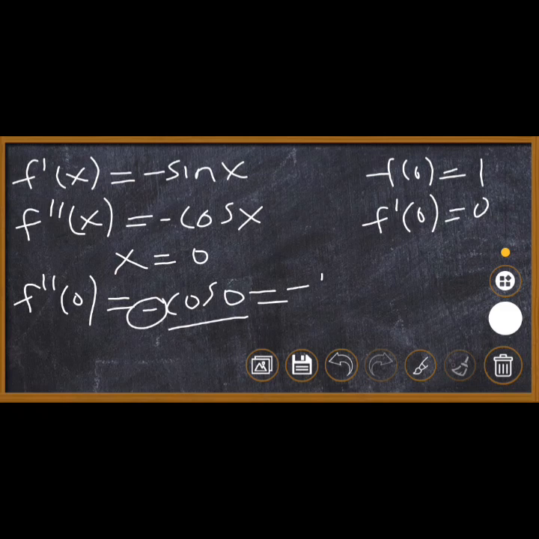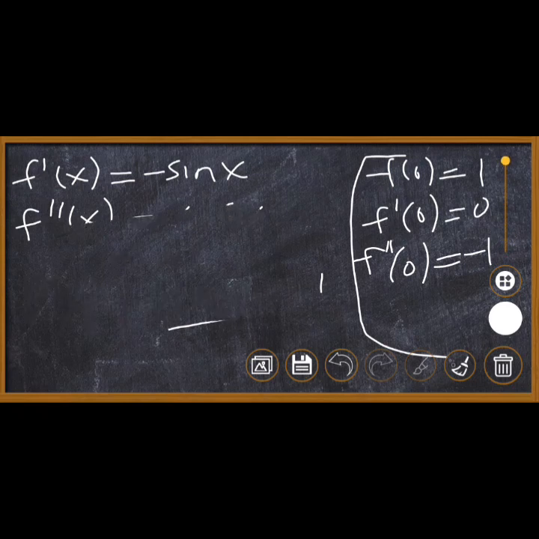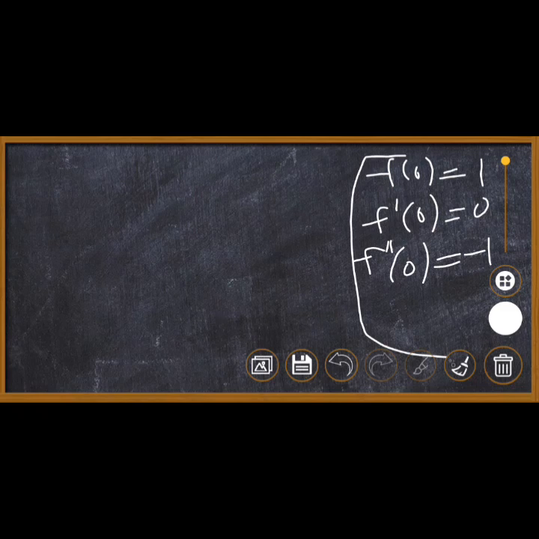So we are going to have negative 1. So in this case then, the second derivative of 0 is giving us negative 1. So make sure that you are taking note of these values. So let's also find the third derivative. Okay, so let's just wrap this part here, since we don't need it anymore.